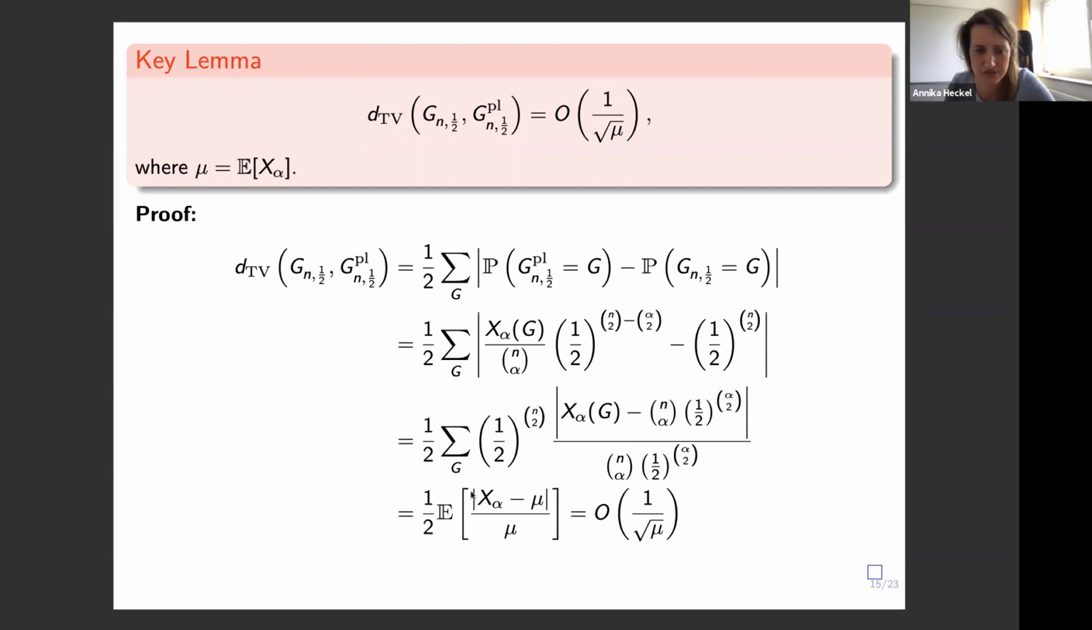We actually can just use an upper bound on the variance. So we only need that the variance is of order mu, and then this whole term is of order 1 over root mu. Okay, so this is the whole proof of the key lemma. I wanted to have one proof in here. But if you didn't follow, just know we've now proved the key lemma.